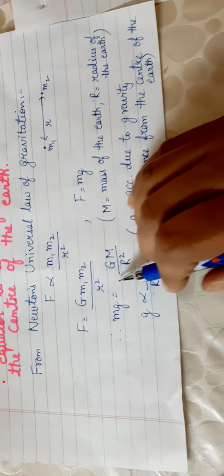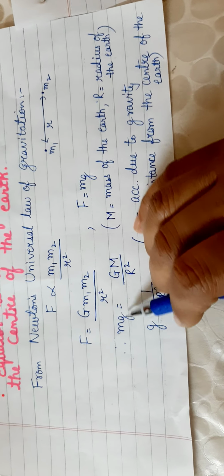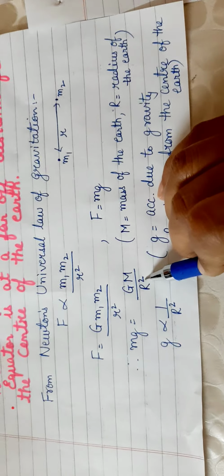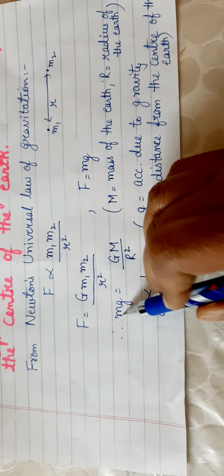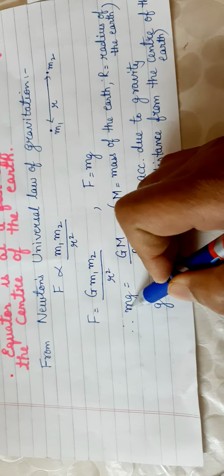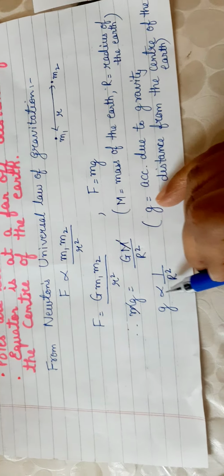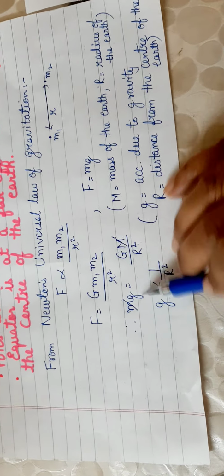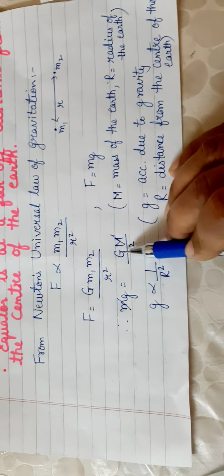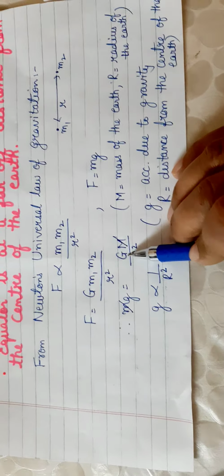Okay. Now, when I look at these two things, what is common is the mass. So I just cut out the mass. The mass of the body is cut out. Okay. So let us look at this relation. G is basically a constant, the gravitational constant.